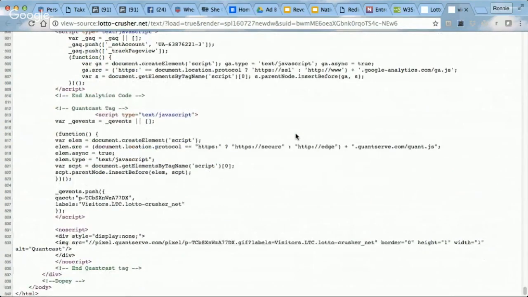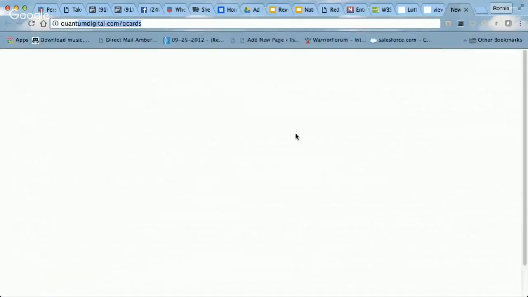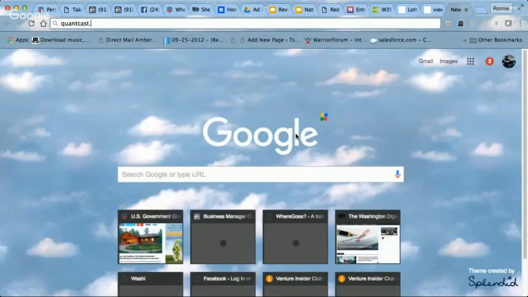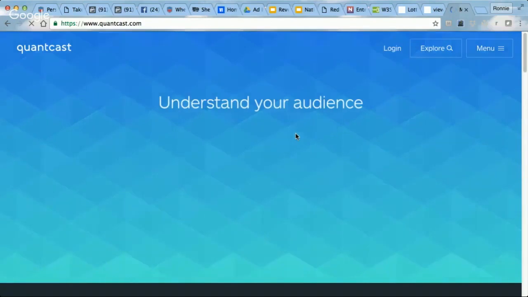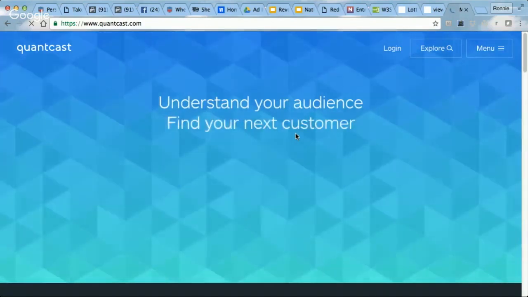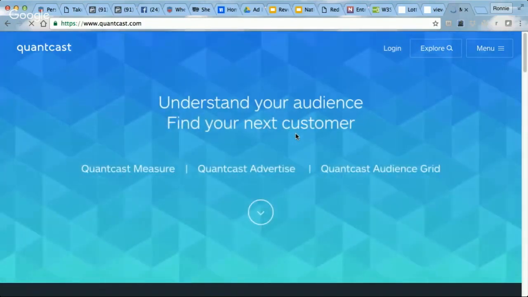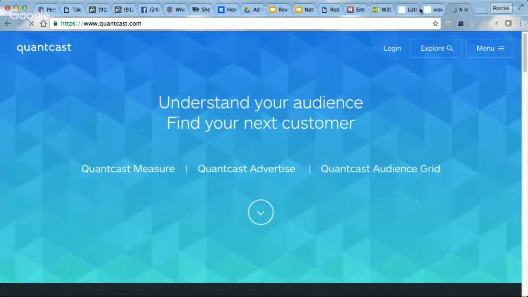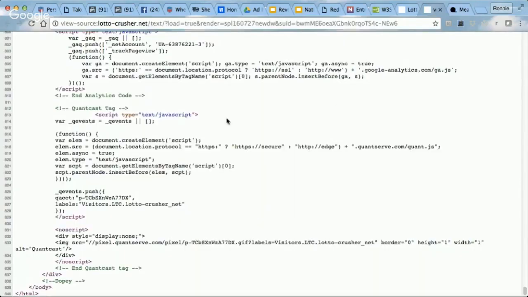But this is what I saw. I saw Quantcast. What is Quantcast? Oh, let's Google it. Quantcast.com is an audience, a demographic measuring tool. Understand your audience, find your next customer. Ooh, that's cool. Well, you know what? Maybe this site, lottocrusher.net, they're using this thing to measure their audience.